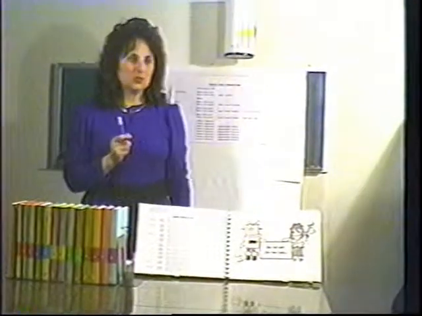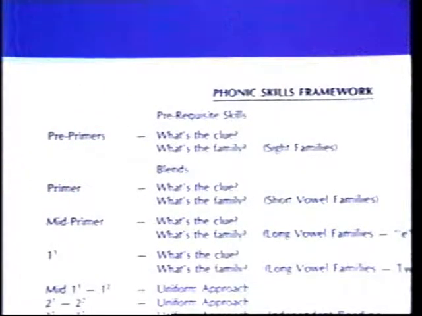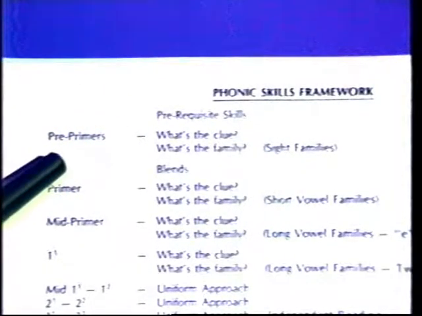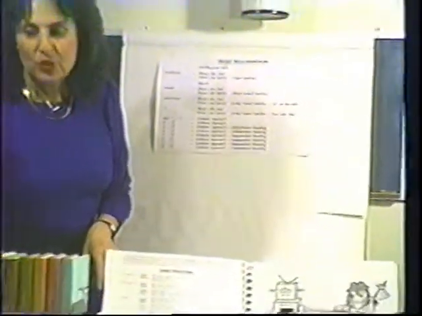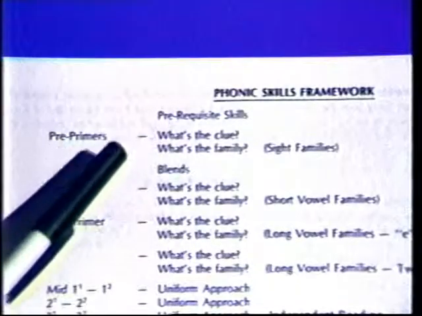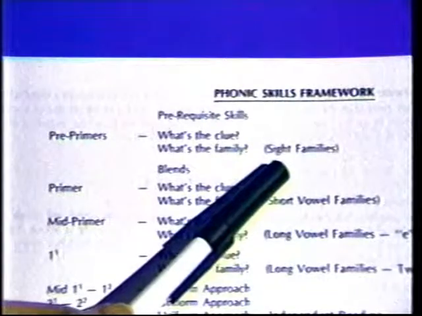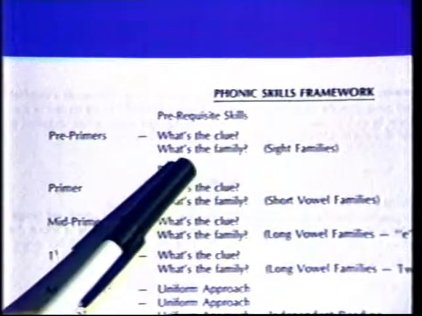Let's take a look now at what we have covered so far. Before we introduced even one single word, we introduced the prerequisite skills. Then we began the readers. The first readers are called the pre-primers, and usually they are paperback books like these. We introduced the words with "What's the clue?" Meanwhile, we introduced the sight families as they were needed, and we introduced those words with "What's the family?"